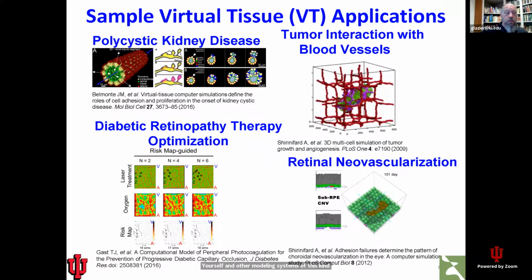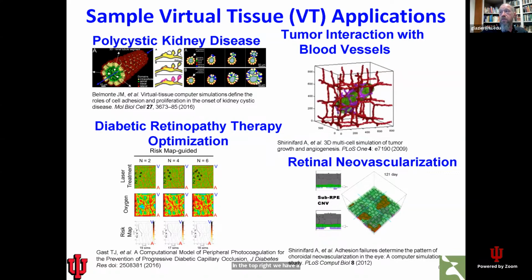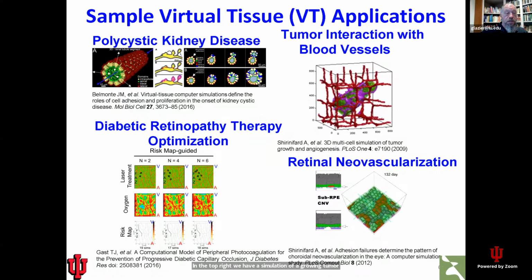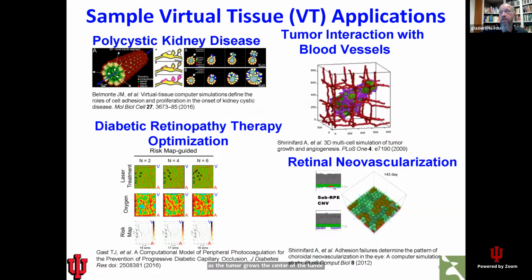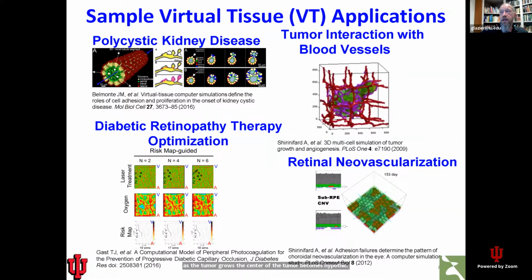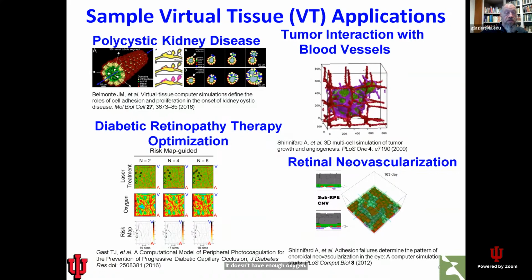In the top right, we have a simulation of a growing tumor. As the tumor grows, the center of the tumor becomes hypoxic. It doesn't have enough oxygen. It sends out chemical signals, vascular endothelial growth factor, that induce growth of blood vessels, here in red, and those blood vessels then supply additional nutrient and oxygen to the tumor, which then grows more rapidly.